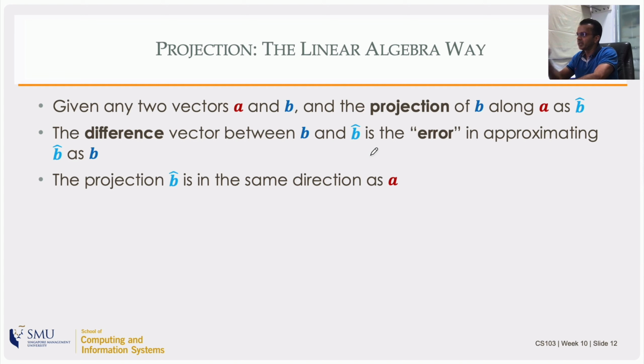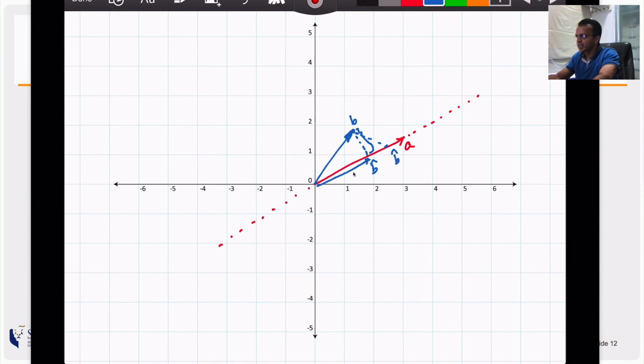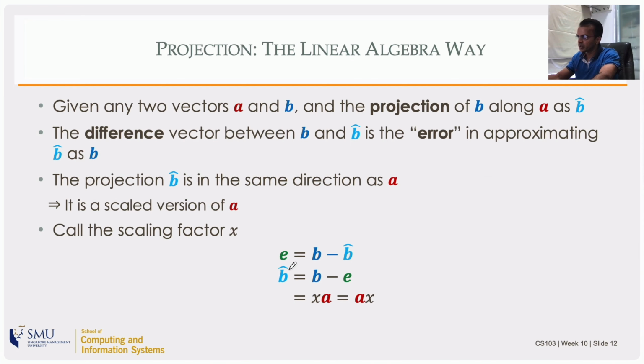So the projection of B is in the same direction as A. So it's a scaled version of A. Let's call that scaling factor X. So the error now is what? It would be B minus B hat, and that is the error. We'll call that the error vector, and that is B minus B hat. That will give me B hat is equal to B minus the error vector. That is XA, some scaled version of A, because B hat is along the direction of A. For my own purposes, instead of writing it XA, I'm going to write it AX, which I'm allowed to do because scalar multiplication is commutative.